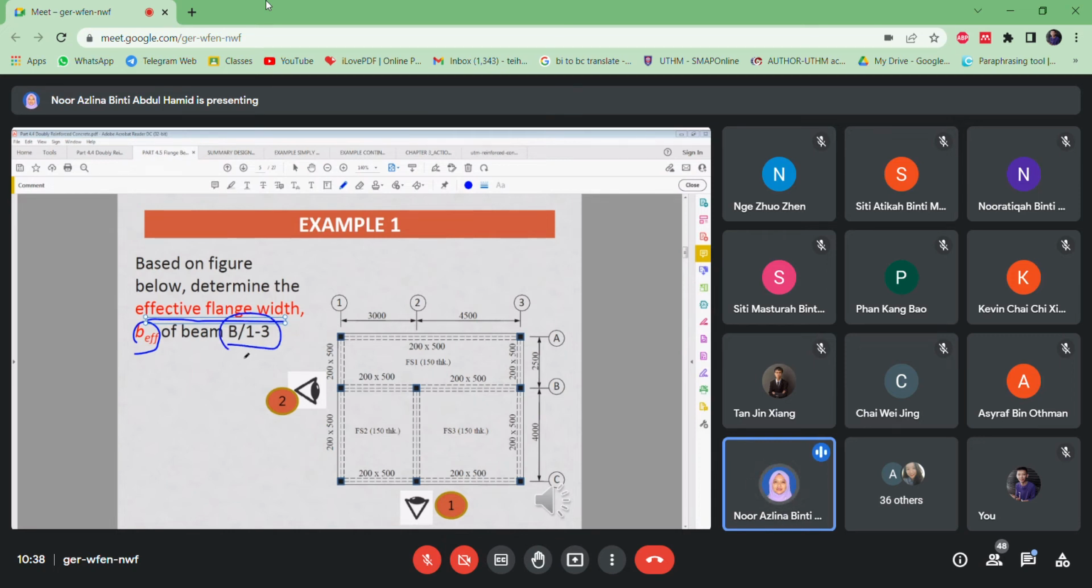Okay, so this is how we do the label for the beam. It should be the correct label: Beam B in range 1 to grid line 3. So this is what is needed for this question here. You need to determine the B effective for this beam. So don't look at other beams. Just focus on this beam B from grid line 1 to 3 here.